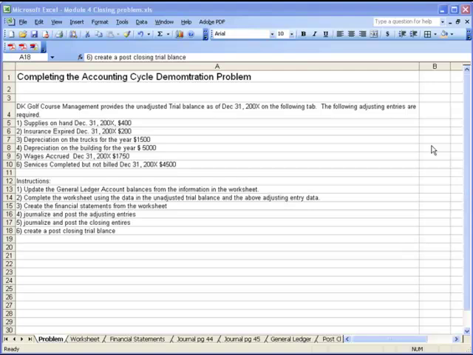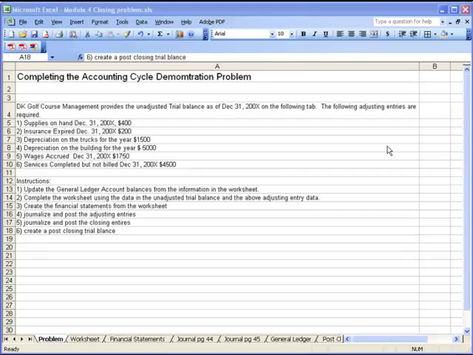Here we have a demonstration problem that will basically take us through the entire accounting process from start to finish, with the exception of the first couple of steps, which is to analyze and journalize transactions and to post those transactions to the general ledger. We will assume that that process has already been done and pick this problem up basically at that point.